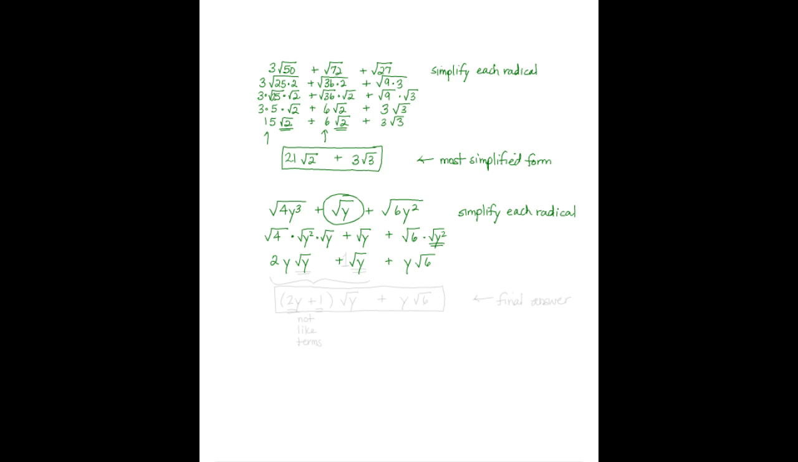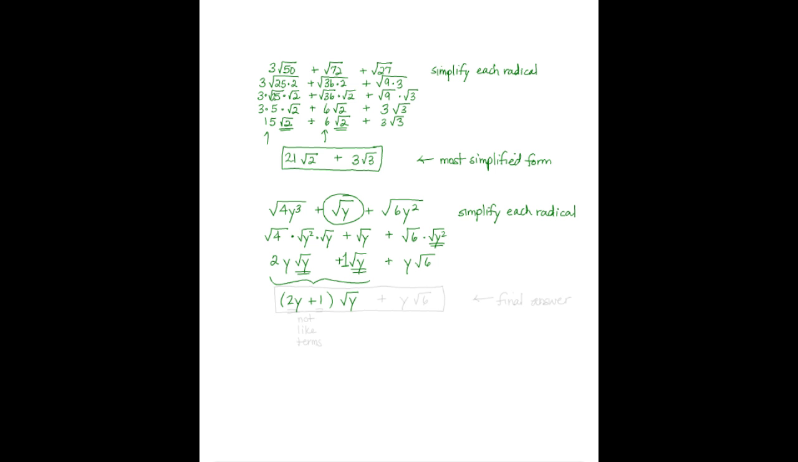We have 3 expressions. Two of them have like radicals. The 2y square root of y plus the square root of y are like radicals. It may be helpful to put a 1 in front of the square root of y. Rewriting this part, we end up with 2y plus 1 times the square root of y.